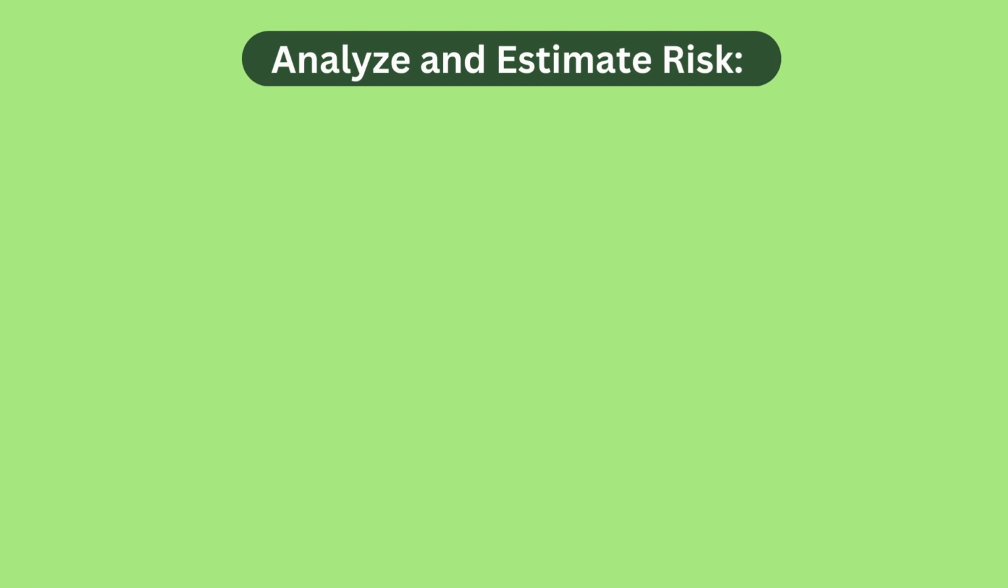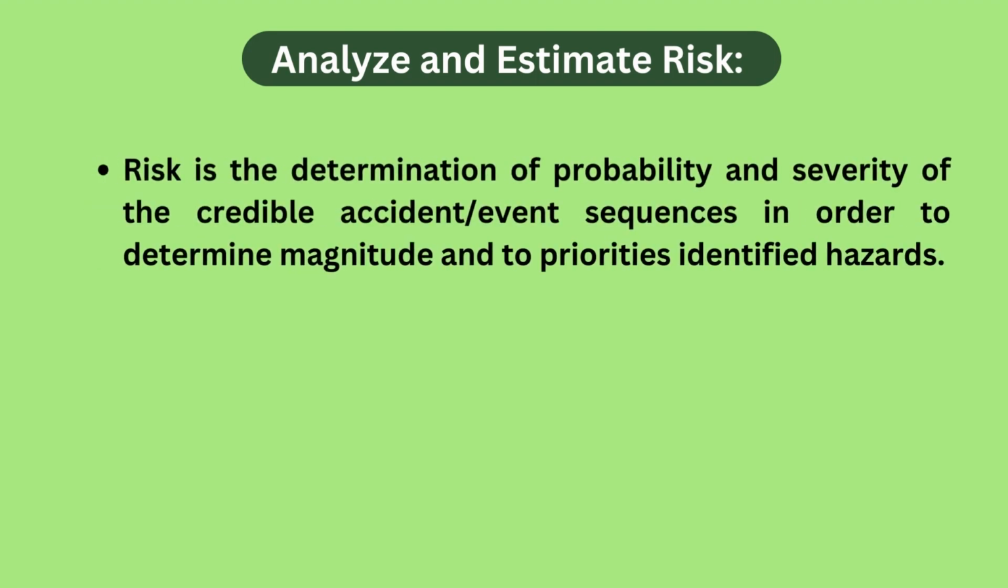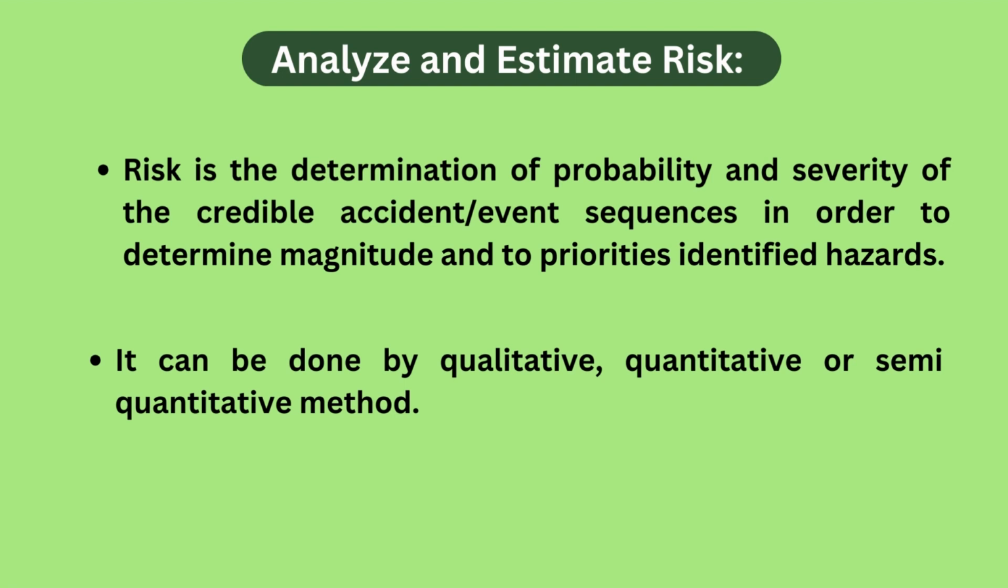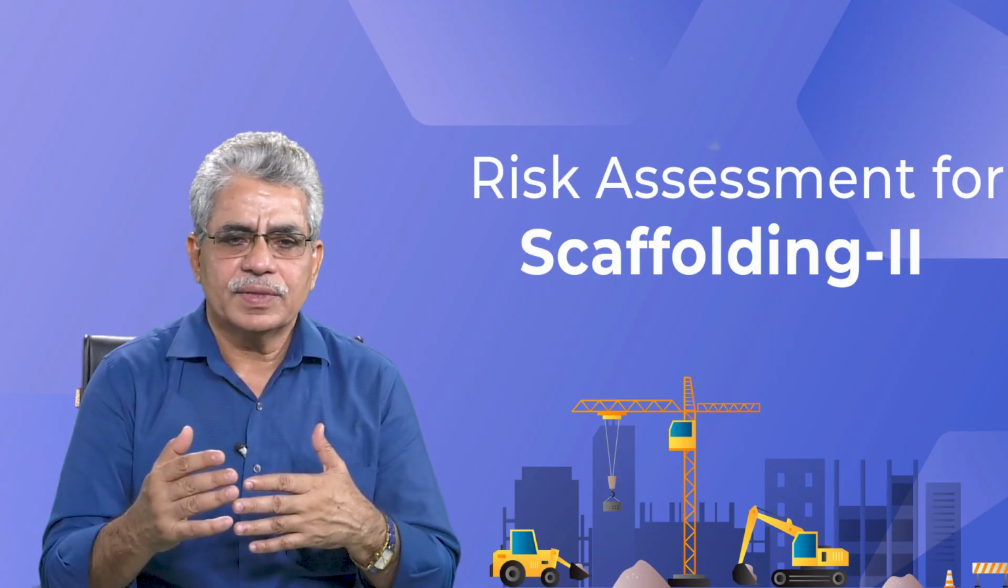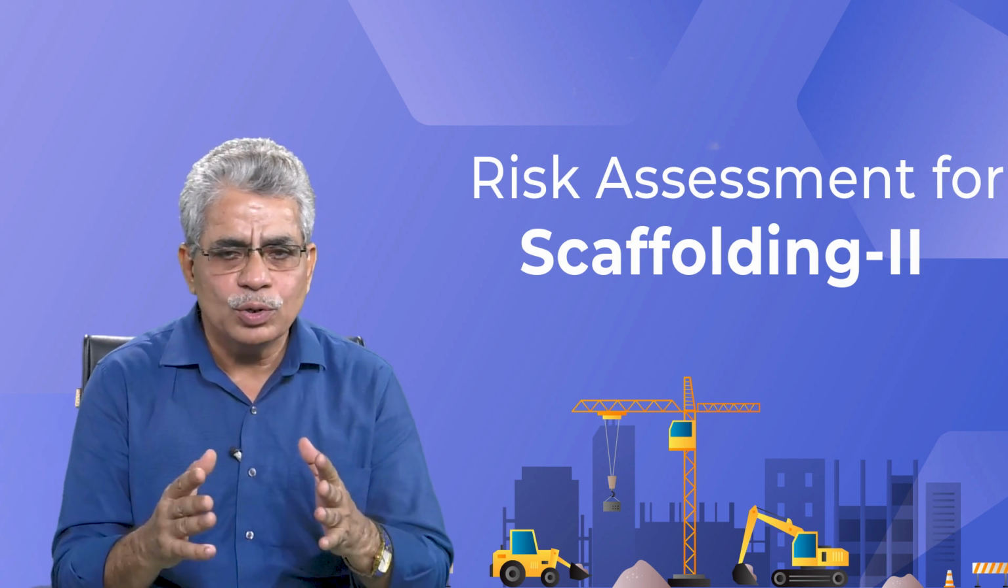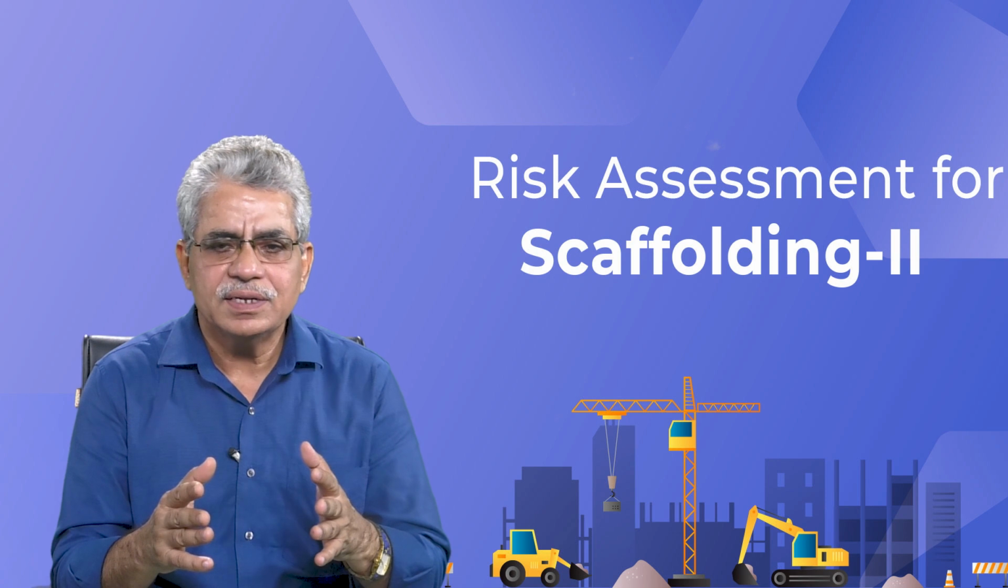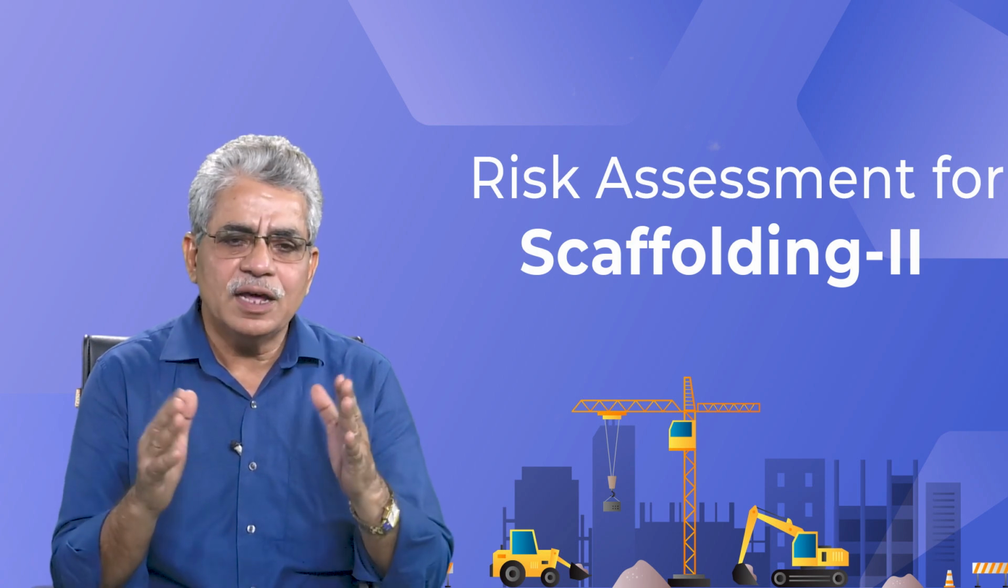Then the next step is analyze and estimate risk. Risk is the determination of probability and severity of the credible accident or event sequences in order to determine magnitude and to prioritize identified hazards. It can be done by qualitative, quantitative, or semi-qualitative method. Number 4 is identify persons at risk. Determine who may be exposed to these hazards, such as workers, site visitors, or the general public.